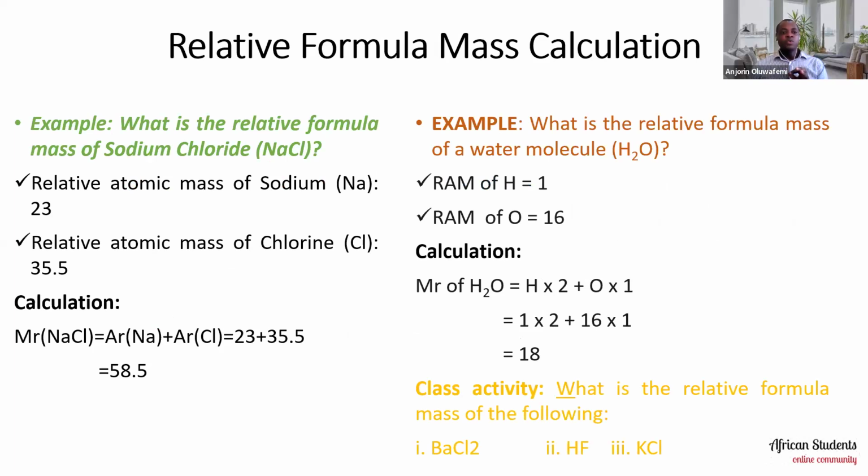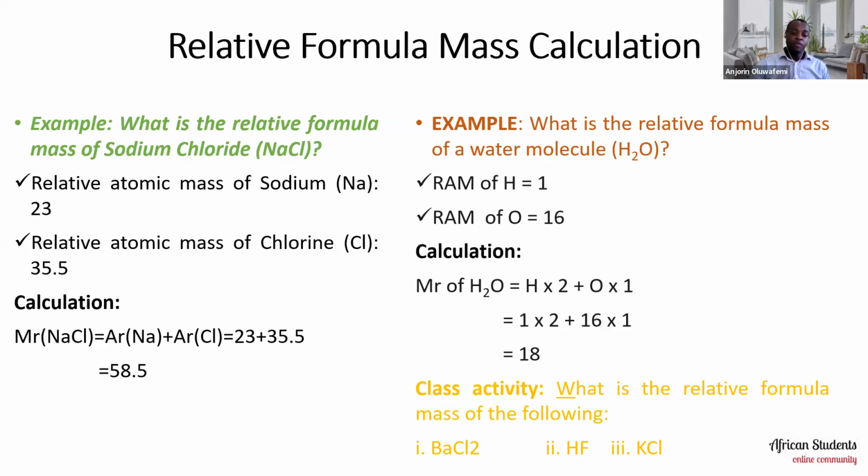So what we do is sum up the average atomic masses of sodium and chlorine. When you sum it up, you have 58.5, and it does not have a unit, it is dimensionless, like we stated earlier. The next one asks: what is the relative formula mass of a water molecule?